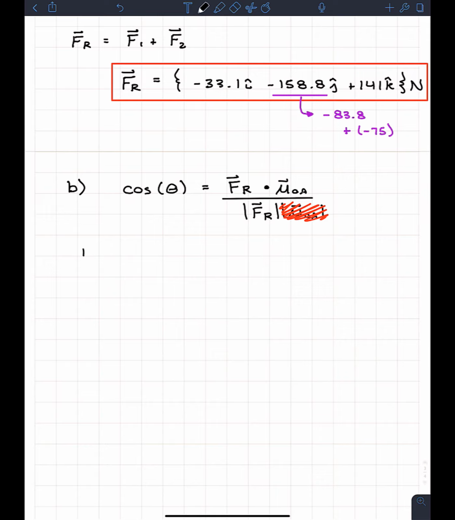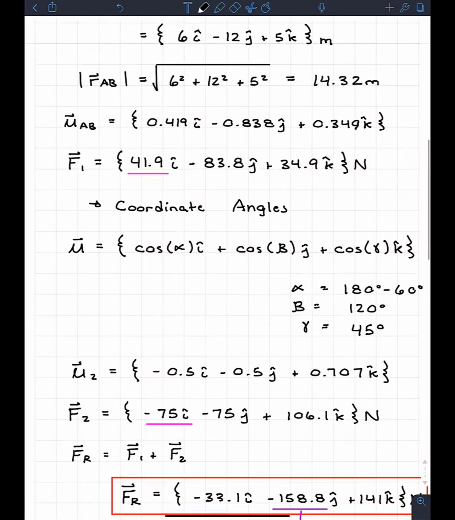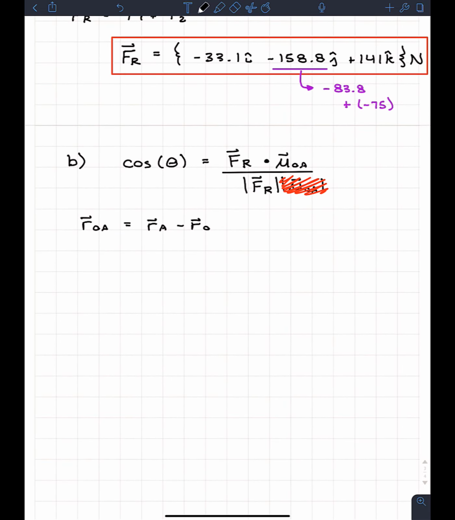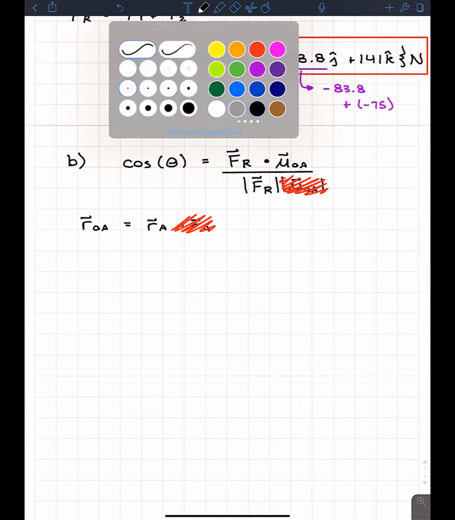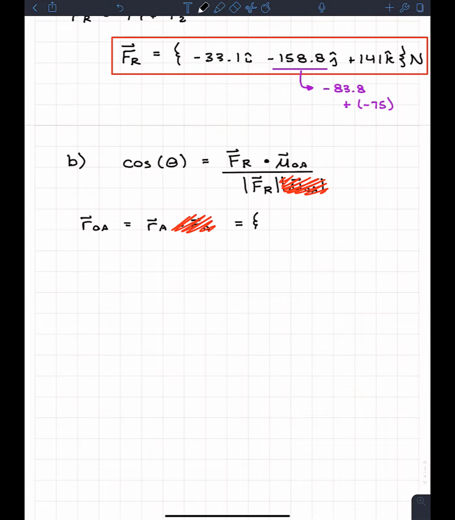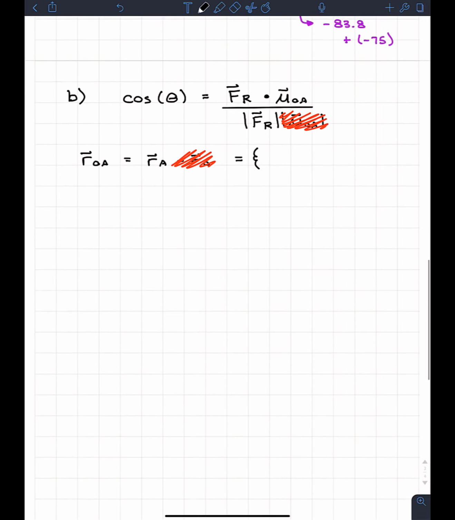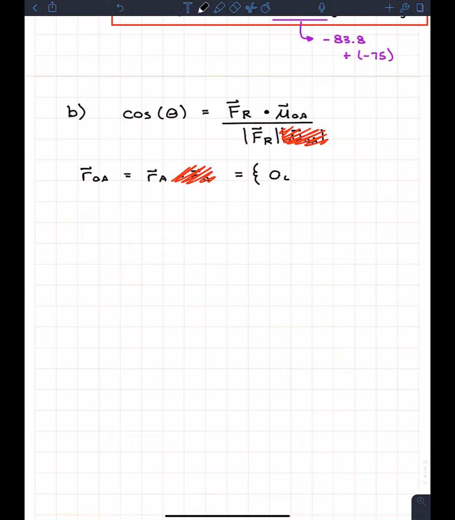So we need ROA, which is going to be equal to the coordinates of A minus the coordinates of O. And what's really nice, the coordinates of O are 0, 0, 0. So this is like taking something and subtracting 0. So we know that this end part right here is just going to go away. And what we're left with is just a nice vector, which is equal to the coordinates of A. And if we look up here, there's 0, 12, and 5. So we're going to have 0i plus 12j plus 5k, in the brackets, and this will have units of meters.